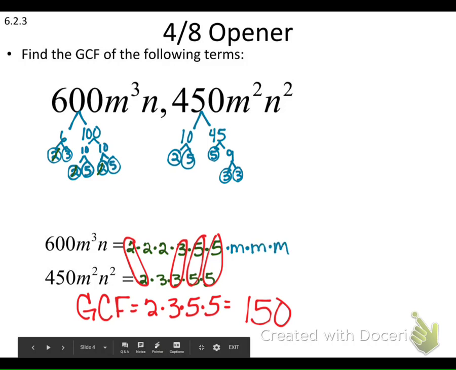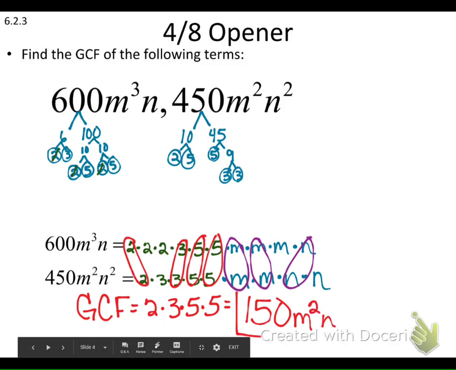How many n's do I have? Okay. How many m's do I have for 450? And how many n's do I have? 2. Okay. So what I would do, circle how many they have in common. Okay. So how many m's do they have in common? 2. So it'd be m squared. How many n's do they have in common? 1. So they only have 1 in common. So the greatest common factor for these two numbers is going to be 150 m squared n.